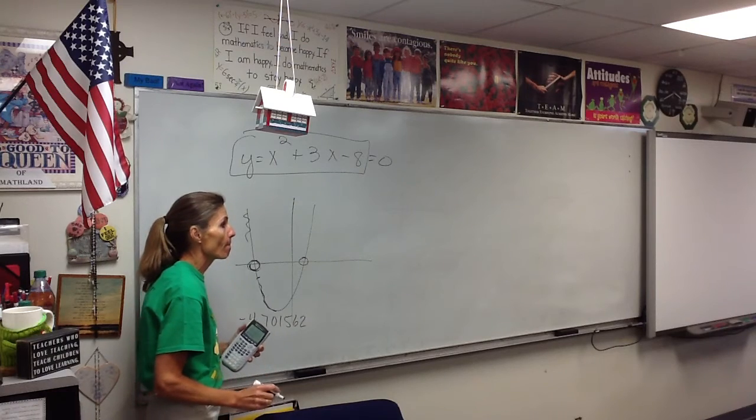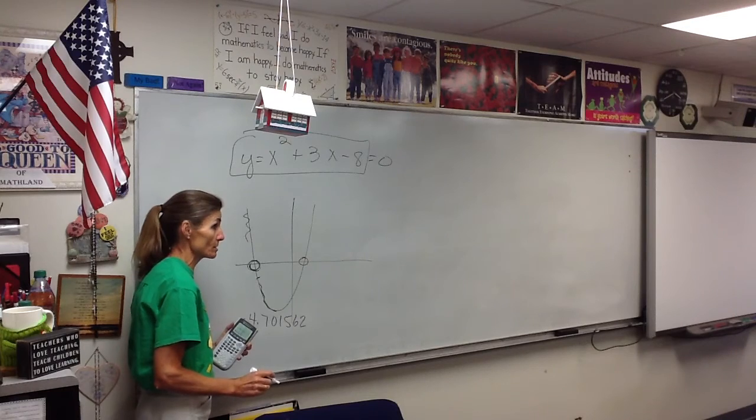On the test, if we write, is it okay if we just write 4.7, or do we write? There will be rounding instructions. Okay?